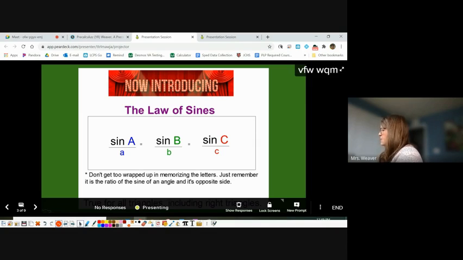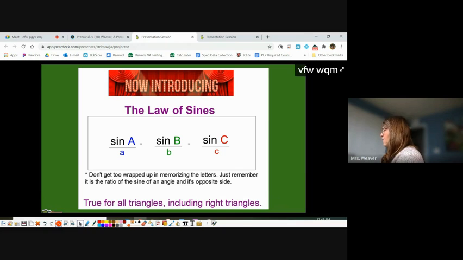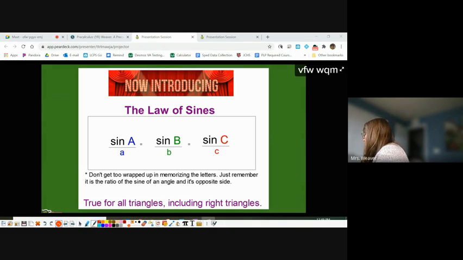Okay, so it says, don't get too wrapped up in memorizing the letters. Just remember it's the ratio of the sine of an angle and its opposite side. In fact, and this will really blow some of your minds, when you look on Delta Math, they show it as A is to sine A, as B is to sine B, as C is to sine C. And that's true because all they did in Delta Math is they put what we have in the numerator in the denominator and what we have in the denominator in the numerator.